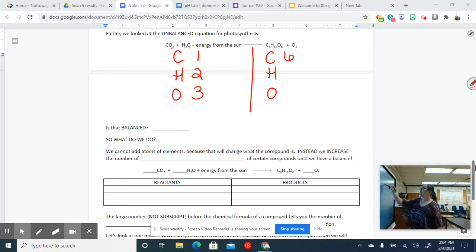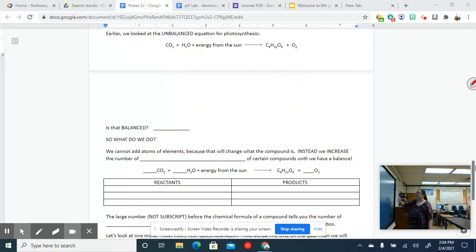Carbon here, we have 6, H12, and then oxygen, we've got 6 here and 2 here for a total of 8. So is that balanced? Do we have equal numbers of the atoms on each side? That's a big no. So what in the world do we do?